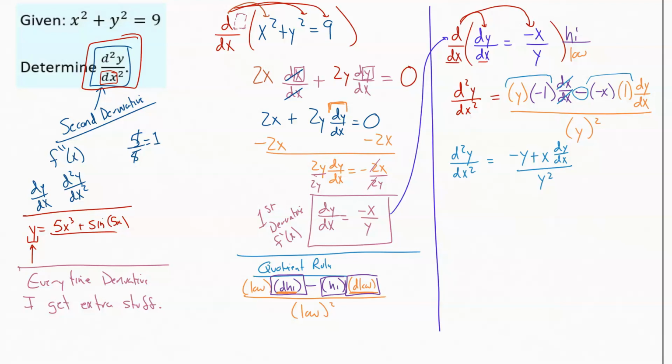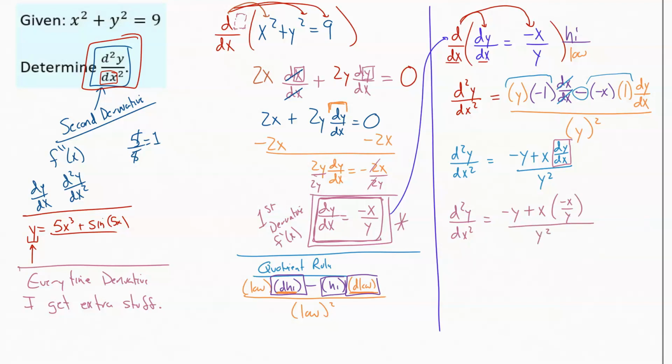Sometimes they're fine with you being done here. Oftentimes they want you to take one more step because we have a dy dx in our equation, and we want our equation to just be talking x's and y's. Well, guess what? We know what dy dx is. We found that out. We had to do that for step 1 of the process, finding the first derivative. So now you're just going to replace dy dx with what you know dy dx is. So we get d2y over dx2 equals negative y plus x, and then dy dx is negative x over y. We found that out earlier, and all of this is over y squared.